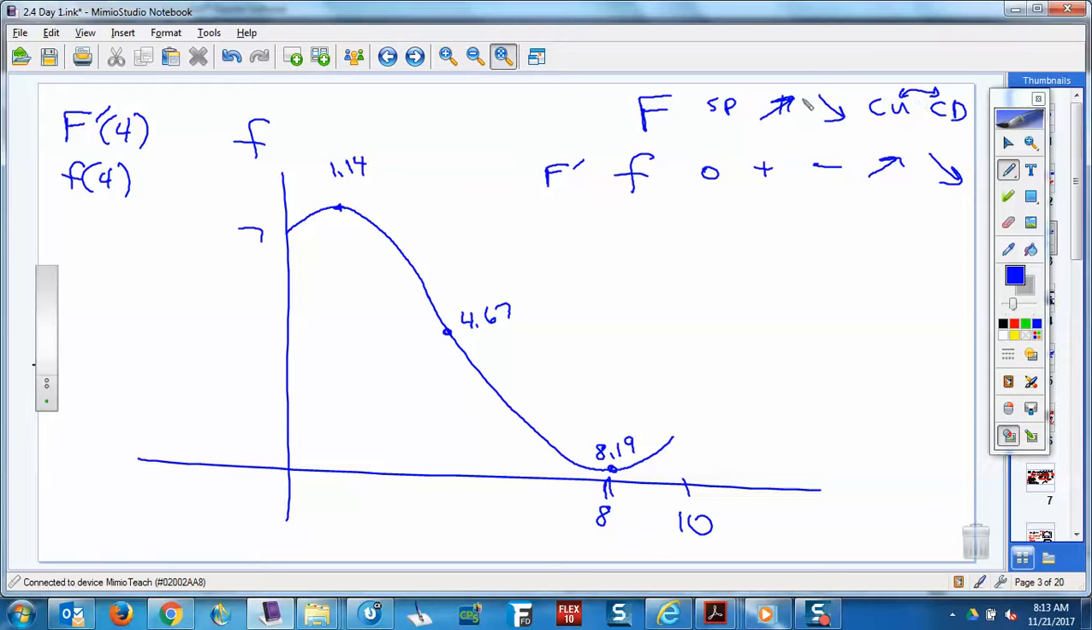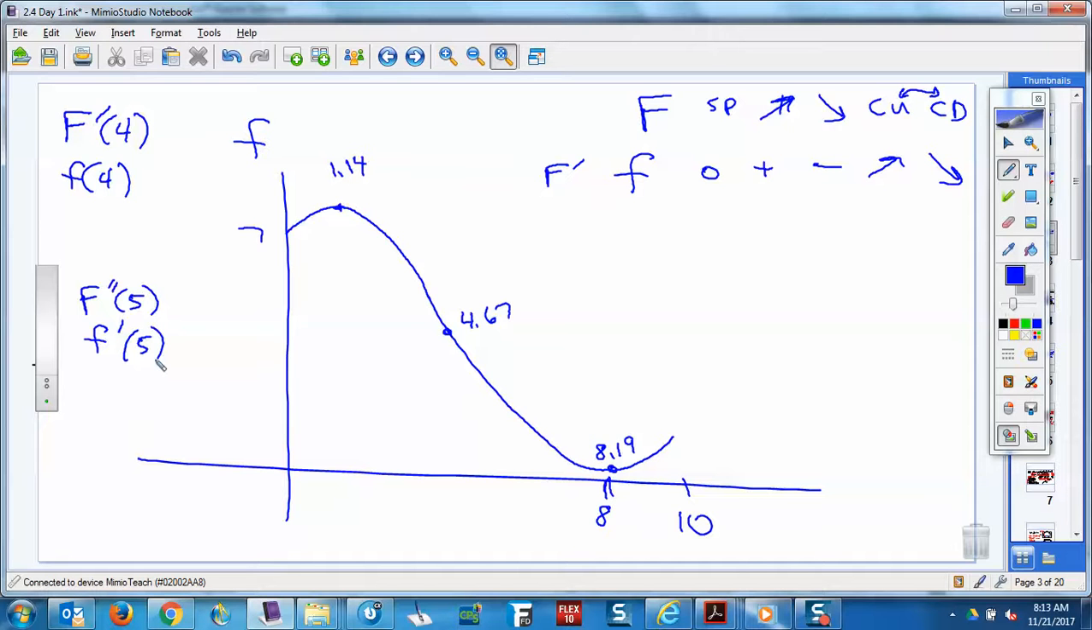Where is big F concave down? That's when little f is decreasing. So that's from here to here, 1.14 to 8.19, right? What is the value of big F double prime of 5? Well, big F double prime of 5 is going to be the same as little f prime of 5. Well, this is little f, so little f prime would be the slope. So drawing a tangent line right here and doing a slope, what do you got, negative 1.5 or something? Somewhere in that ballpark, okay?